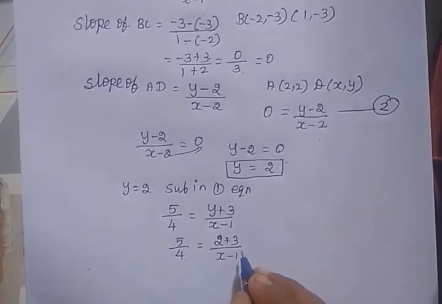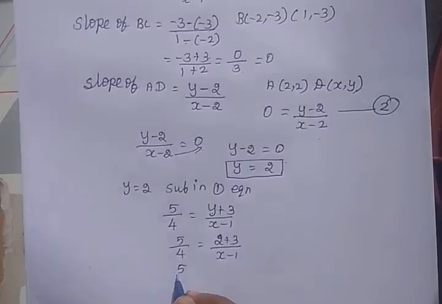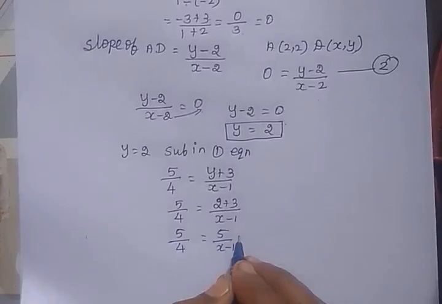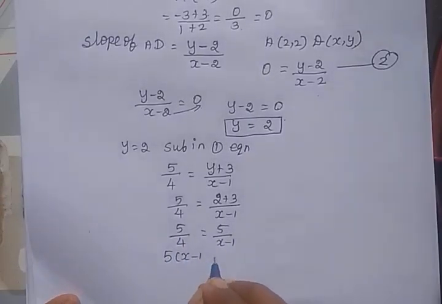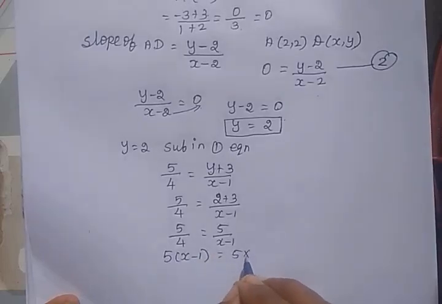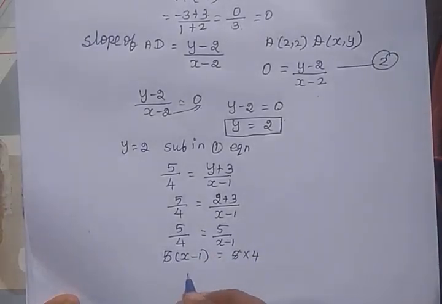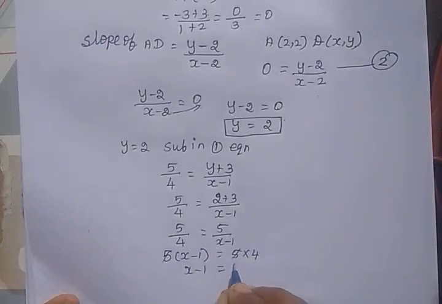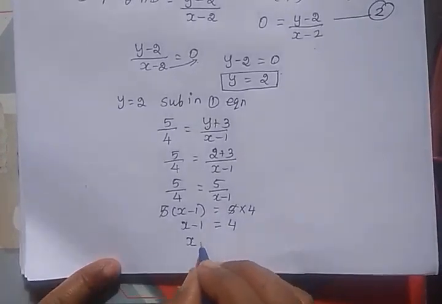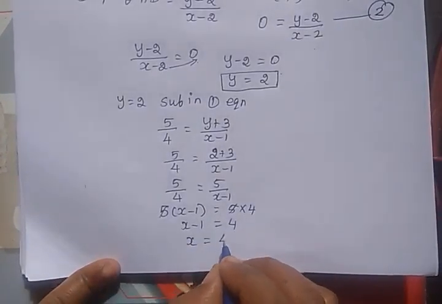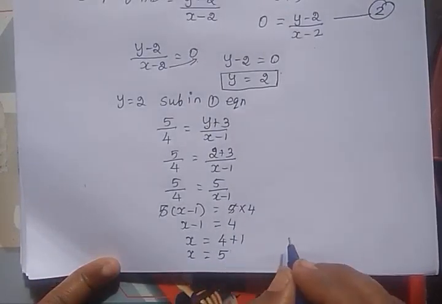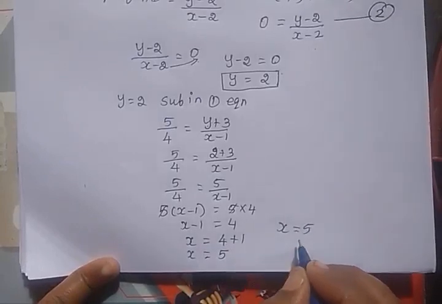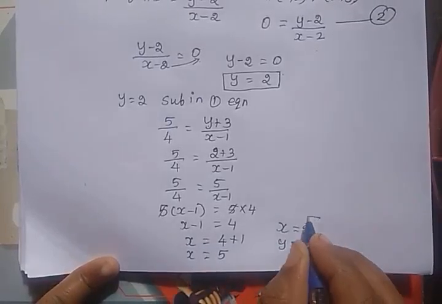That is 5 by 4 is equal to 5 by (x minus 1). So cross multiplication, 5 into (x minus 1) is equal to 5 into 4. So 5 cancels. x minus 1 is equal to 4. Then x is equal to 4 plus 1, bringing that to the opposite side. So x is equal to 5. The value of x is equal to 5 and the value of y is equal to 2.